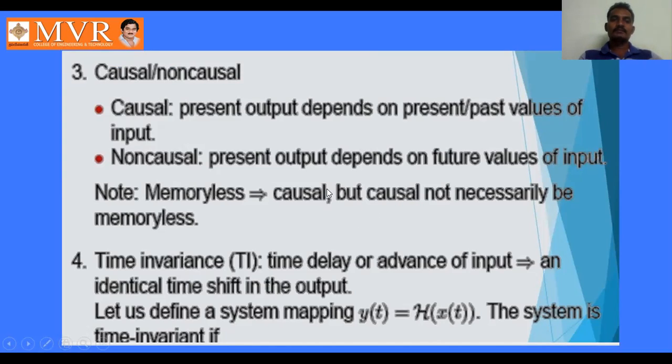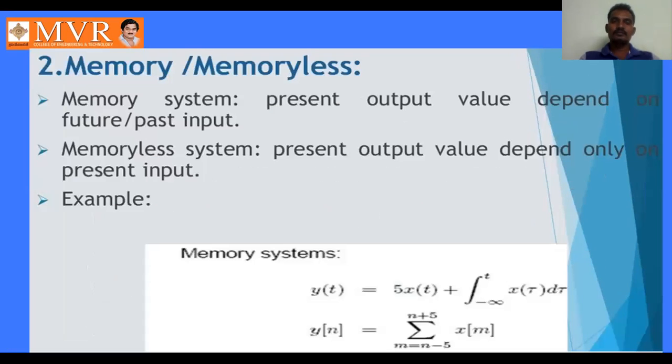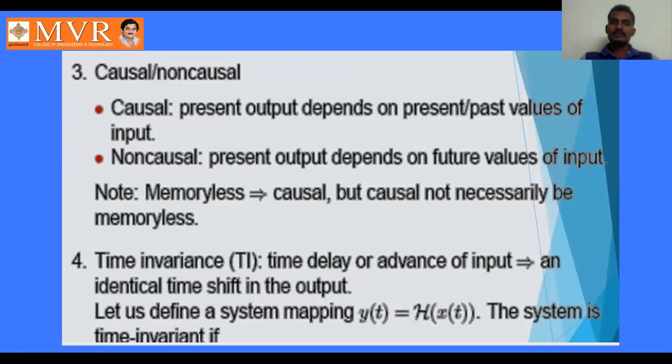Memory means the output value depends on future or past input. Causal means the present output depends on present or past values of input. Next, time invariance. Time invariance means a time delay or advance of the input leads to an identical time shift in the output signal. Let us define the system mapping y of t equal to h of x of t. The system is time invariant.